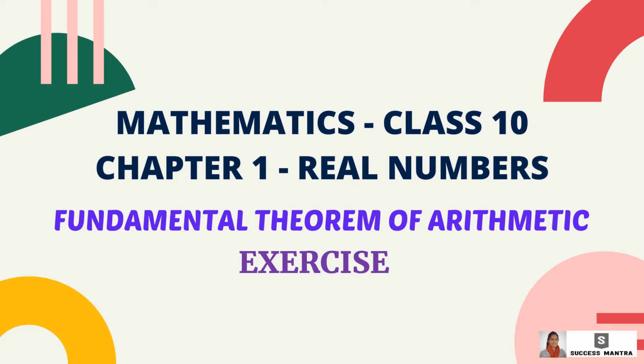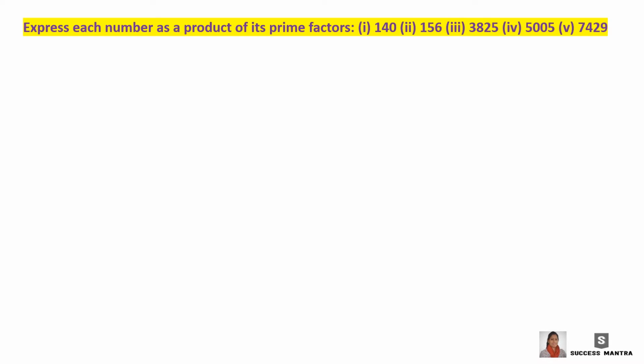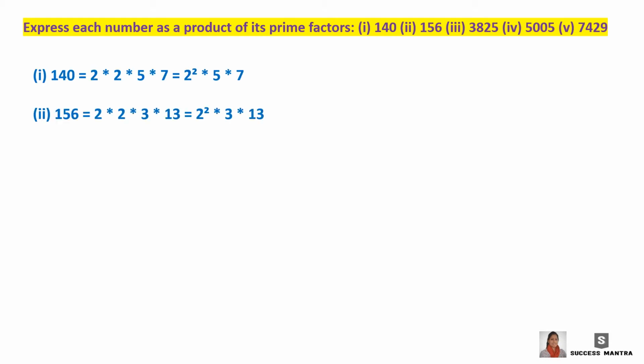In this video, we will do some exercises on fundamental theorem of arithmetic. So this is our first question. Express each number as a product of its prime factors: 140, 156, 3825, 5005, 7429. This you already know because you have learned this in class 9. So this is just a refresh question.